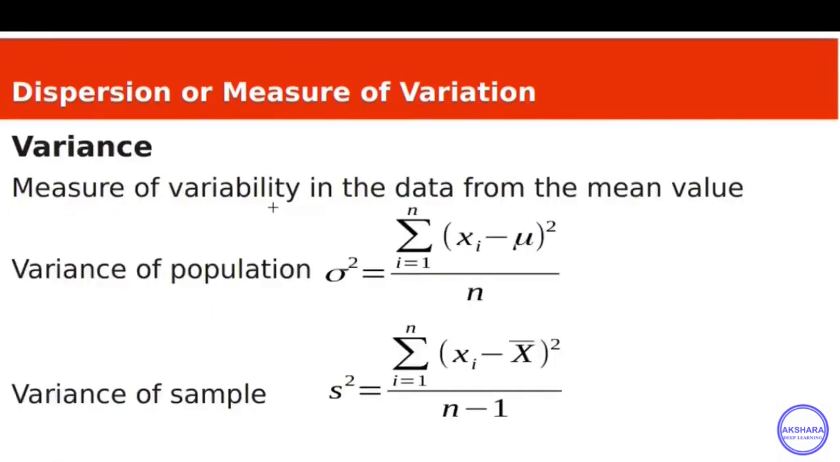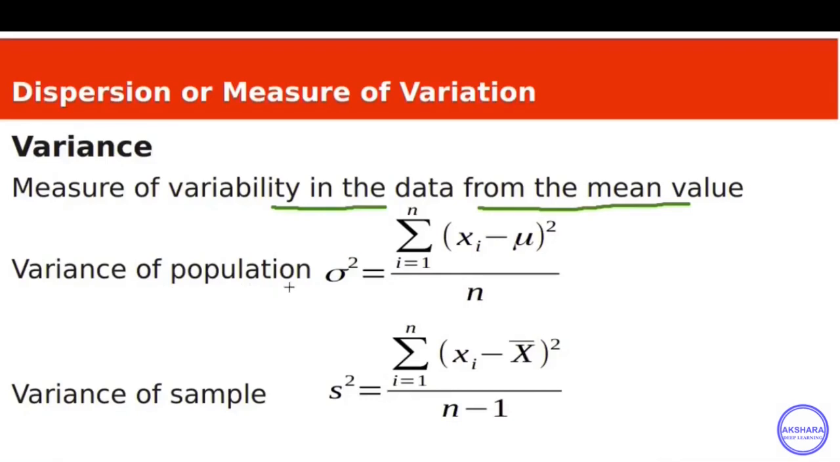Variance is the measure of variability in the data from the mean value. The formula for variance, for the sample, is small s square equal to summation from 1 to n of xi minus sample mean, whole square, divided by n minus 1.